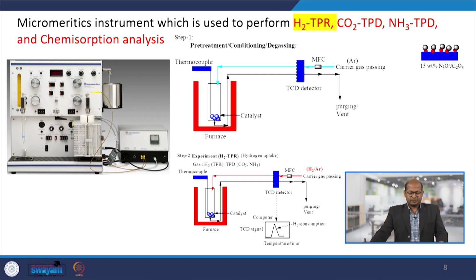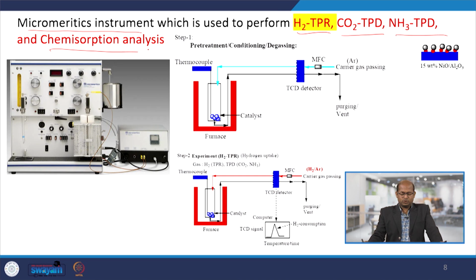This is the Micromeritics equipment which is available for hydrogen TPR, CO2 TPD, ammonia TPD and chemisorption analysis. Let us say we have this catalyst, and we want to do TPR analysis, TPD analysis and a chemisorption study. First we place the catalyst here. This is the furnace, and to measure the catalyst temperature, a thermocouple and controller are also there.